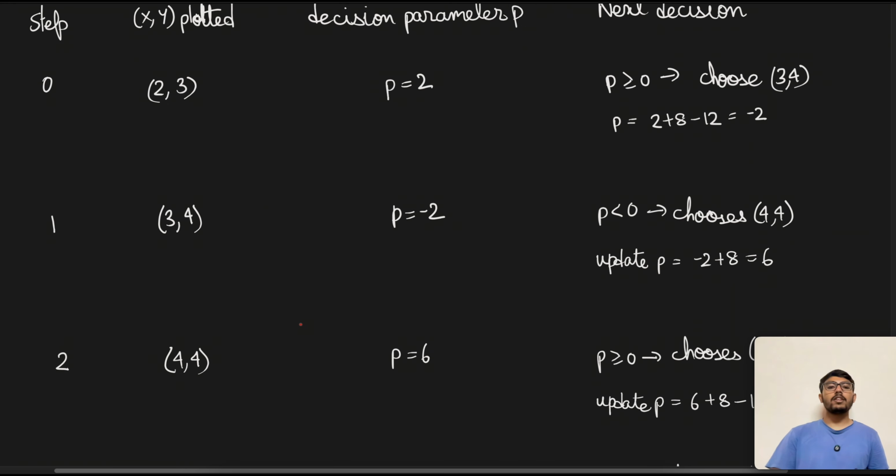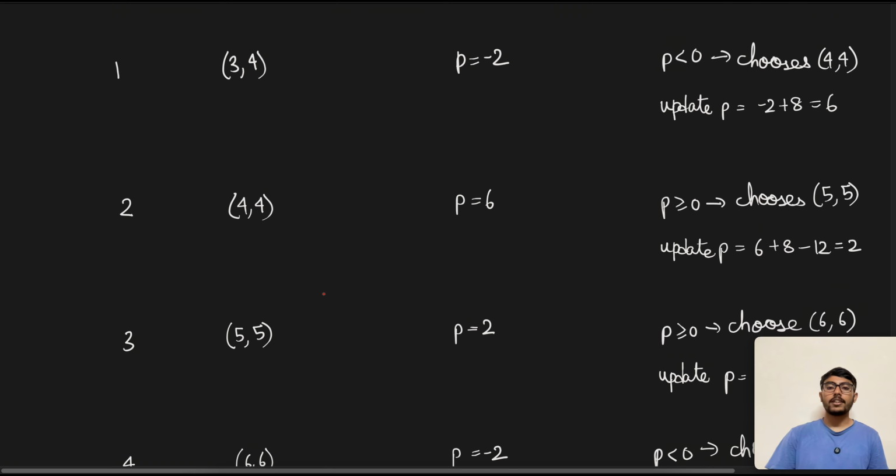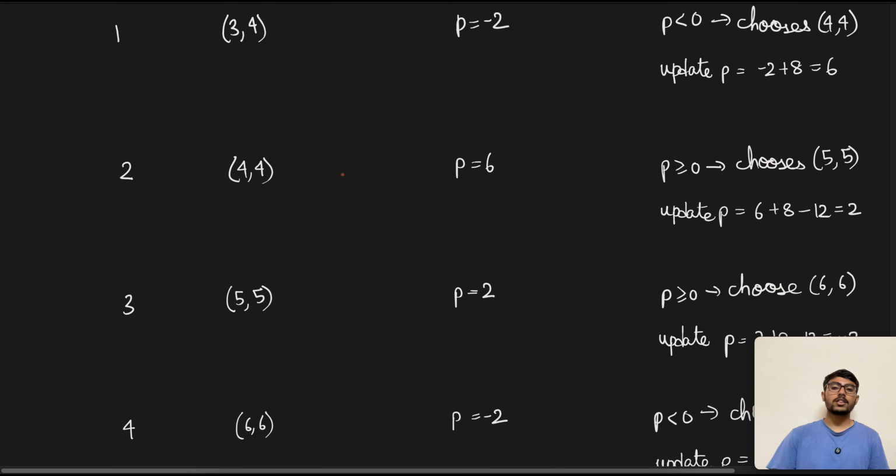Then again, we take p less than 0, and this time we choose (x plus 1, y), so (4, 4), and update p accordingly, and so on. We just simply follow this rule. There are only two rules, which I just told you, and it is important to keep track of which p we are taking and which point we are trying to get.